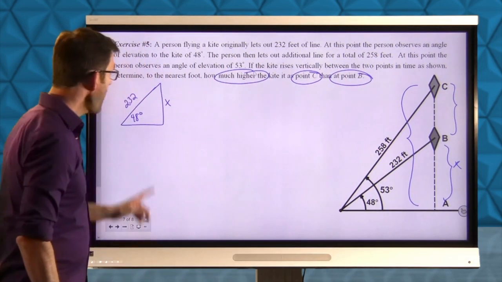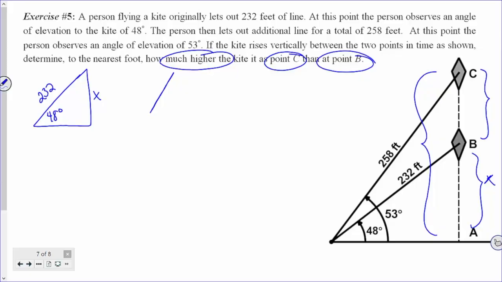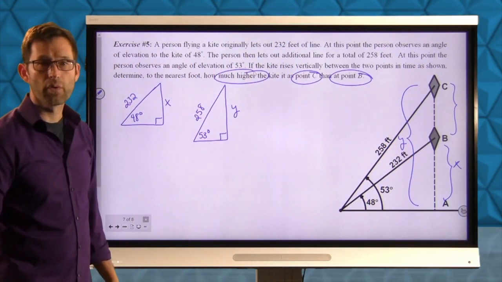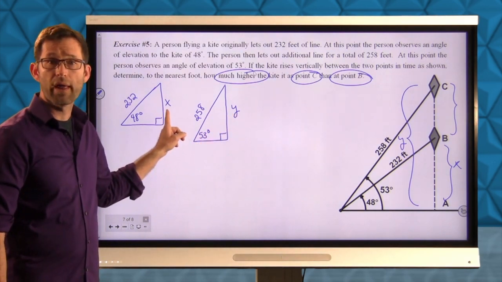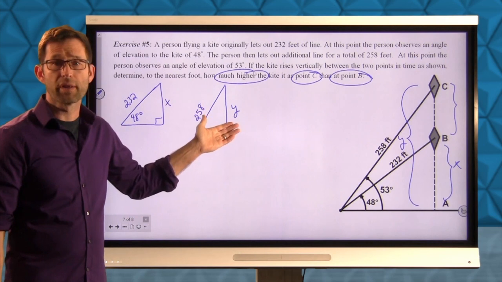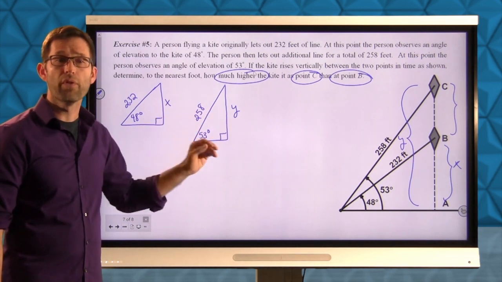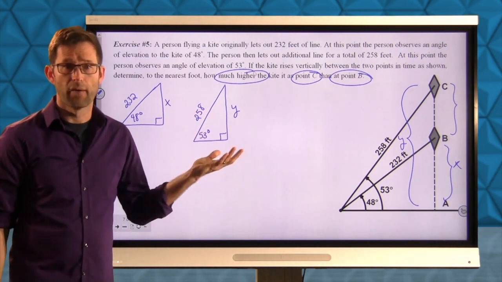All right. And we've got that taller right triangle, which looks like this. It's got 53 degrees here. It's got 258 feet here. And again, I want to make sure I use a different variable name. I'll call it y. All right, and that would be this length. Okay, this is the height we're at. Y is the height we're at C. X is the height we're at B. If I want to know how much taller I am at C than at B, I'm going to calculate both of those. I'm going to subtract, and I'll have my final answer.